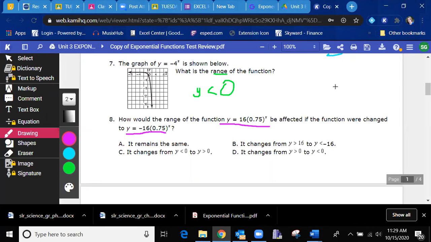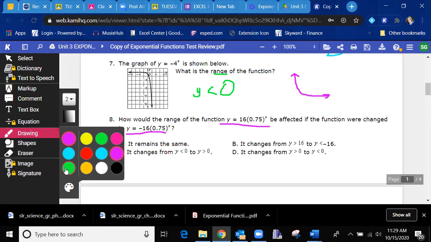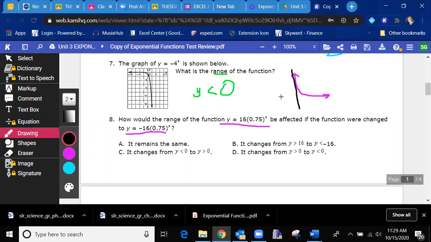So let's just, I'm going to use the pink here. So 16, and then it goes down. It starts as a 16 and it goes down. And let's look at where, and it would go something like this, probably this one.